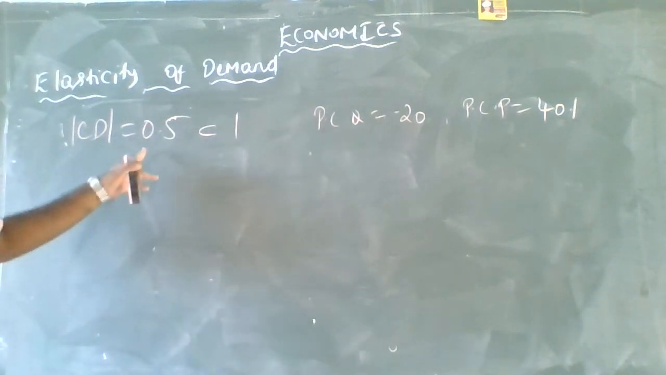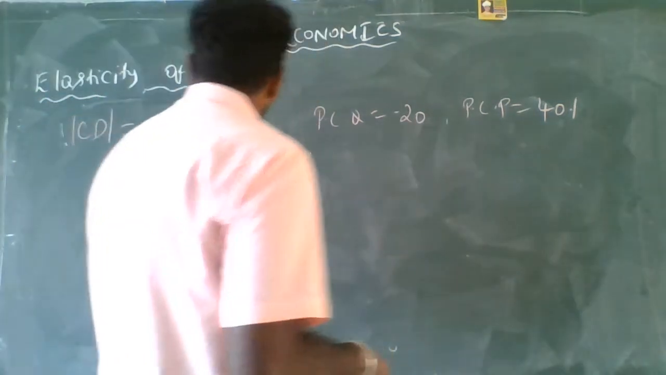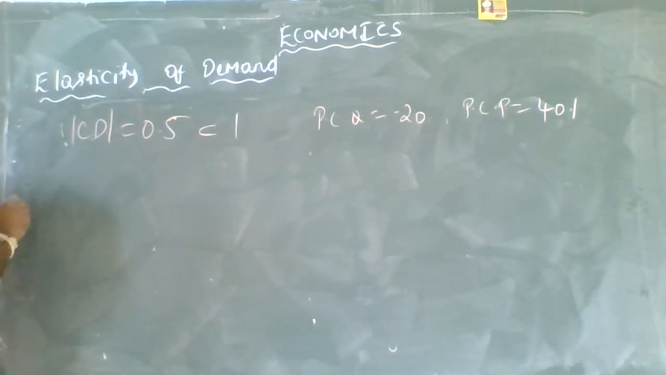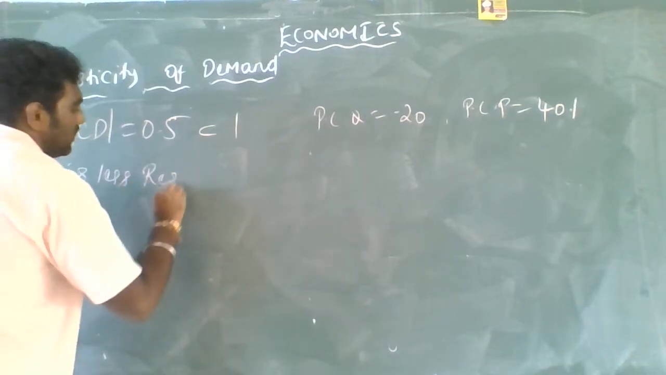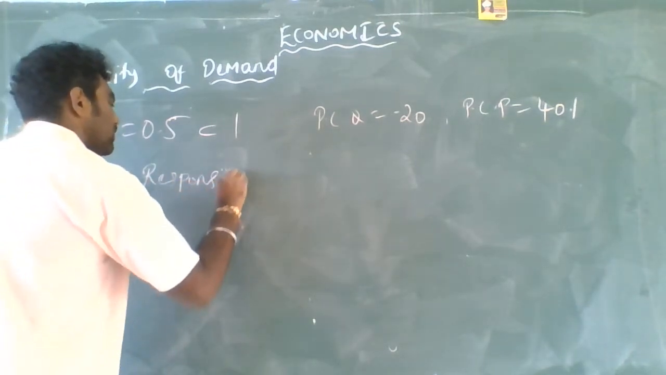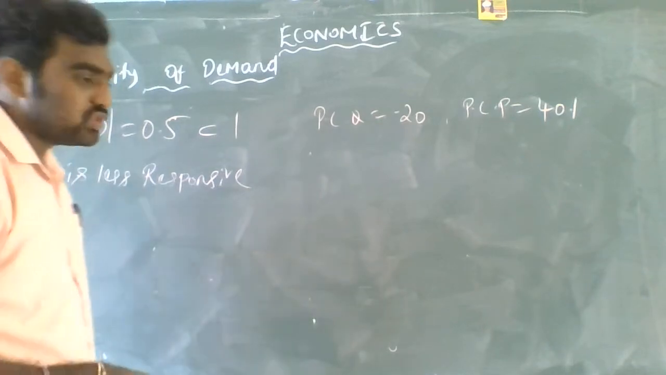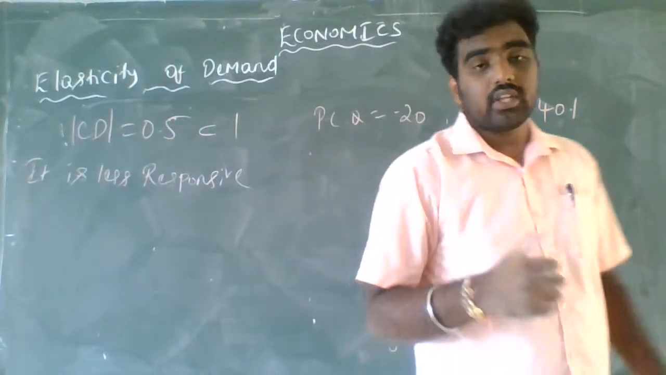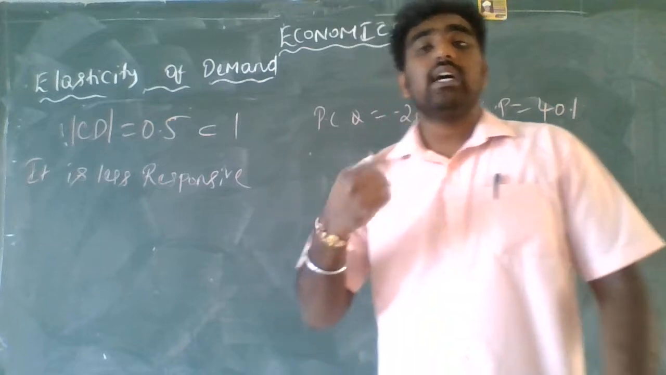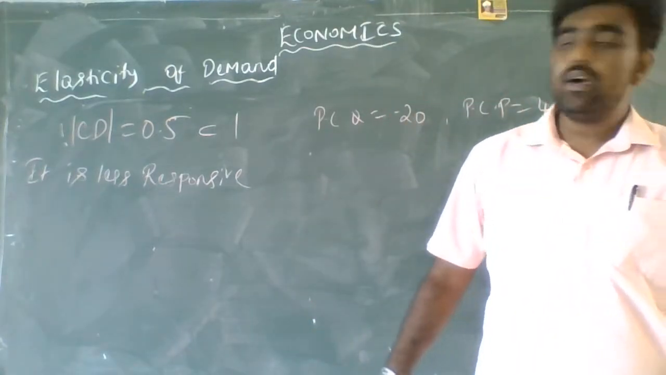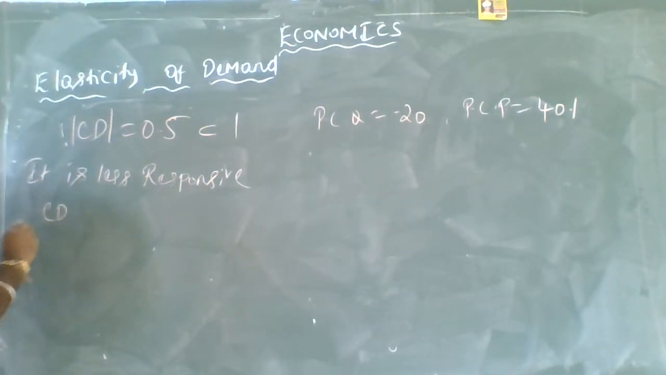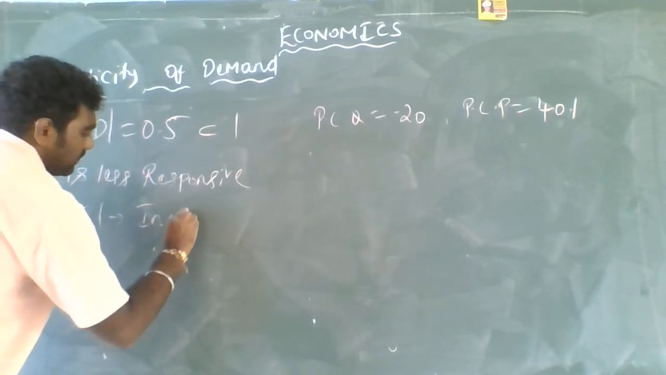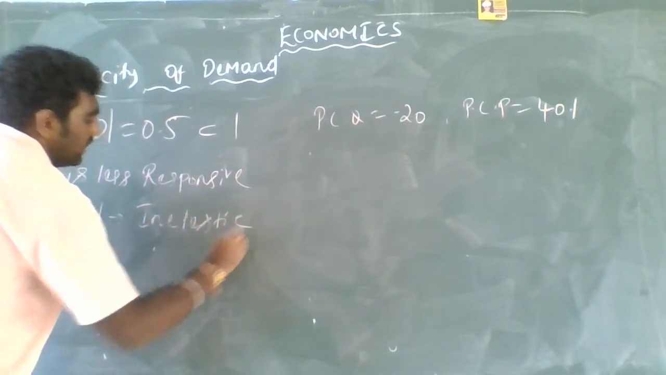The elasticity of demand will always be less than 1. We can call it less responsive. When it is less than 1, there is no actual response in the quantity demanded when the price changes. The condition states that when ED is less than 1, it is called inelastic.